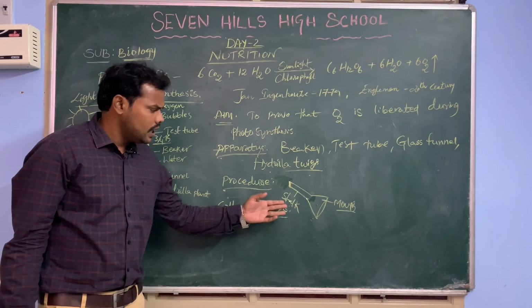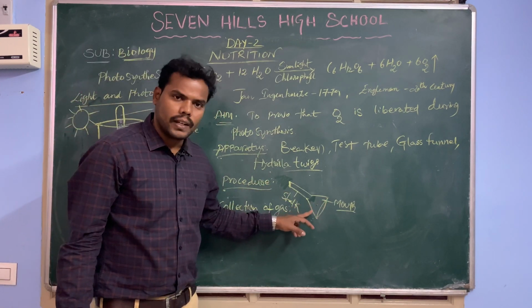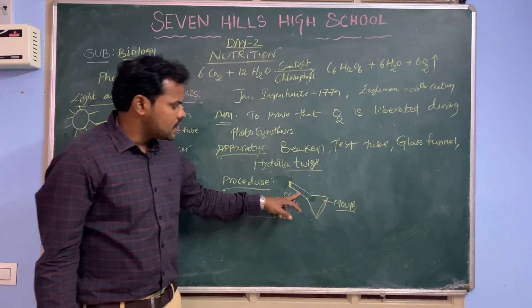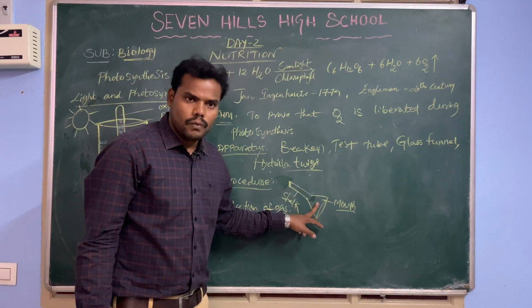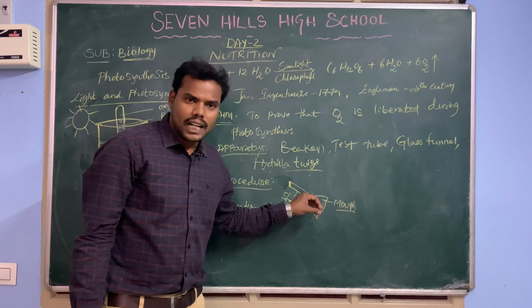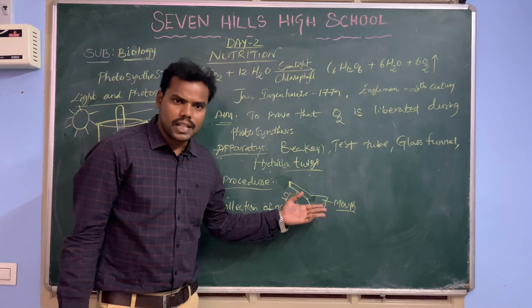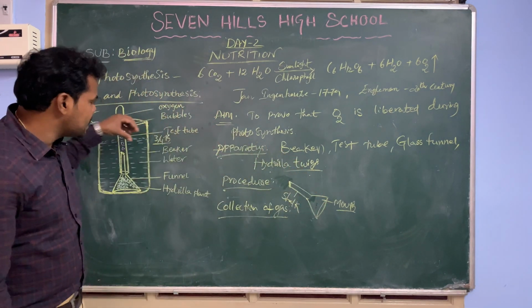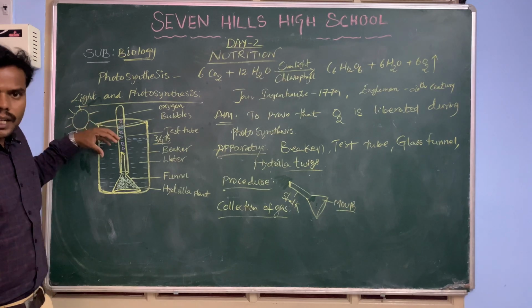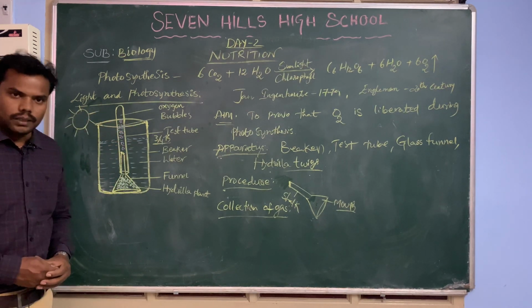This is a glass funnel. Here we observe that the broad portion is called the mouth, and this is called the stalk. At the mouth of the funnel we will place a few hydrilla twigs. After placing the hydrilla twigs, we will place this glass funnel in the beaker containing water in the inverted position.